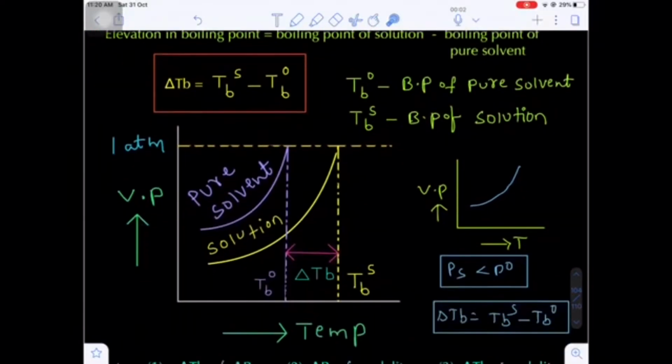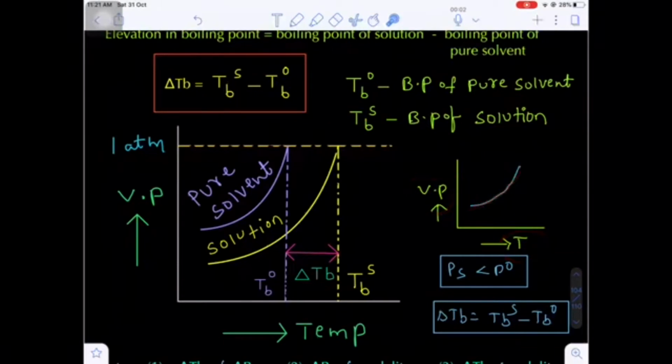Okay. Now here in this graph also we are plotting the vapor pressure on the y-axis and the temperature on the x-axis. Okay. Now this will be the atmospheric pressure. So we are taking the solvent and solution vapor pressure-temperature curves. Do you know as the temperature increases, the kinetic energy of the molecules increases, thereby the escaping tendency increases, thereby vapor pressure increases. But the increase in vapor pressure will be in an exponential manner with the temperature.